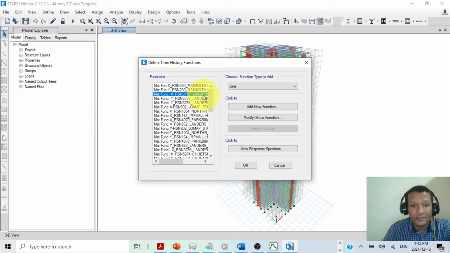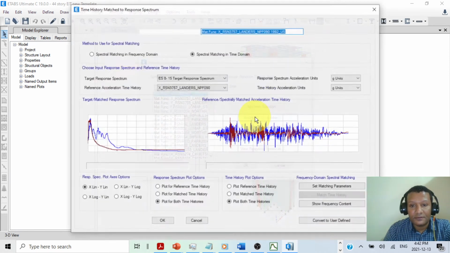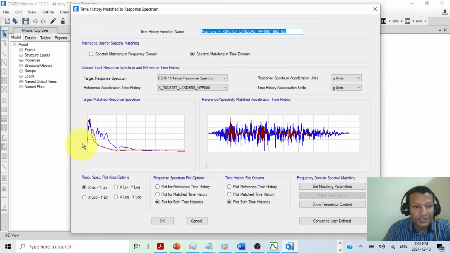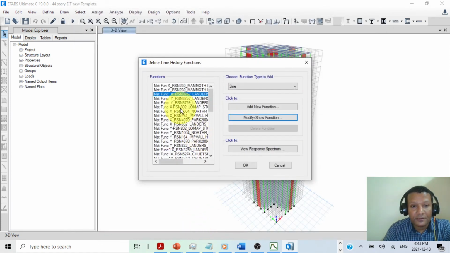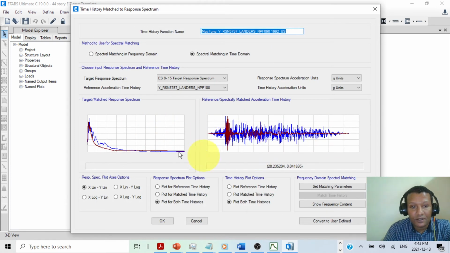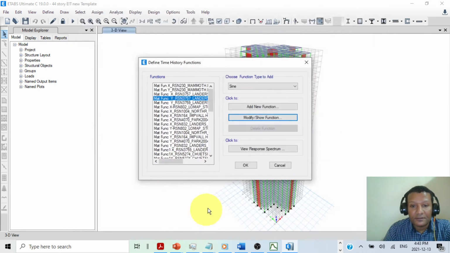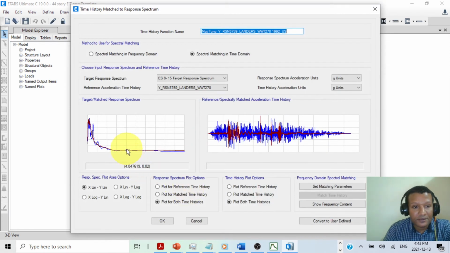This is also Landers. As you can see, Landers also matched, because this was the original, but when we match it, it is almost as we need it. So this is how we matched it.